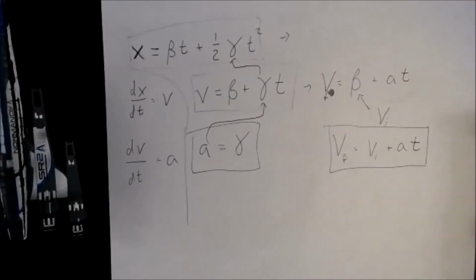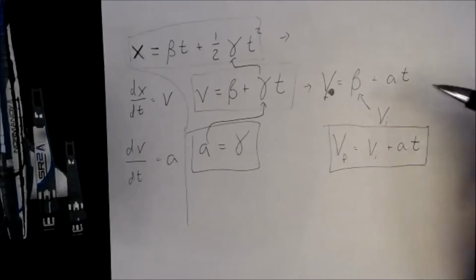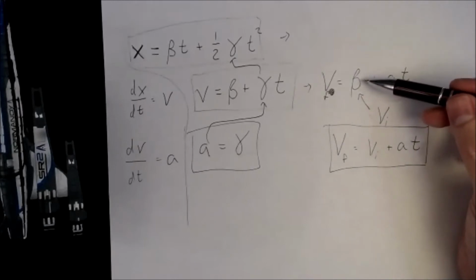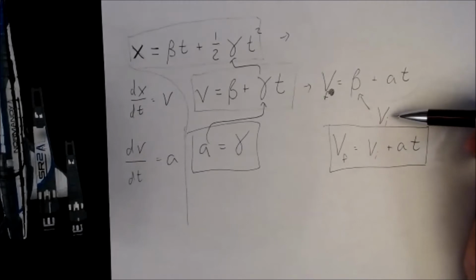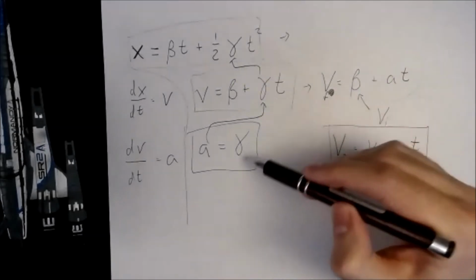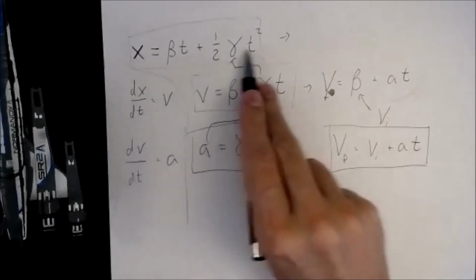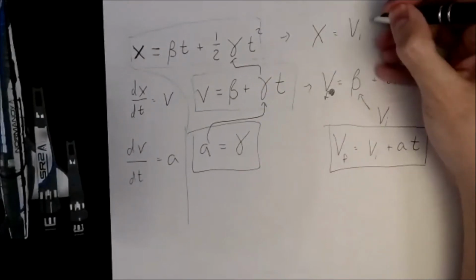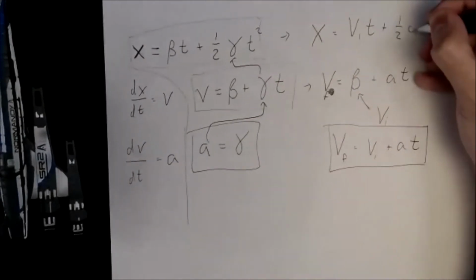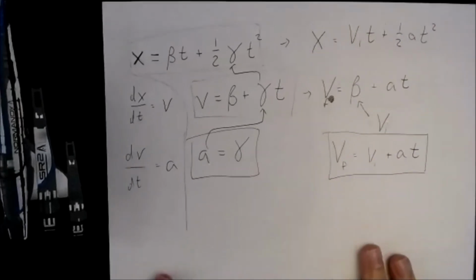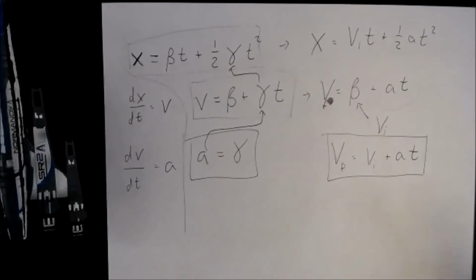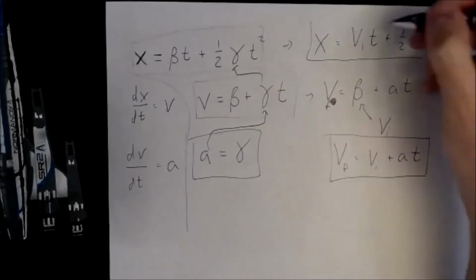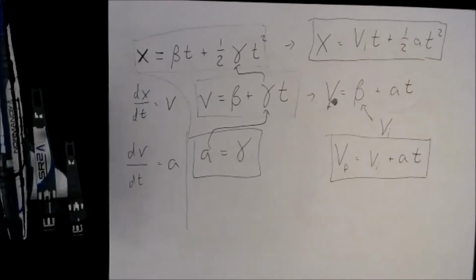That's a valid equation. This is a true equation as long as the acceleration is constant, and it usually will be in this class. And we've shown that this entire time, beta has actually been initial velocity, and gamma had been acceleration. Therefore, I can rewrite this equation as x is equal to v initial times t plus 1/2 times a times t squared. We have discovered one of the kinematics equations that we'll be using a lot this semester.